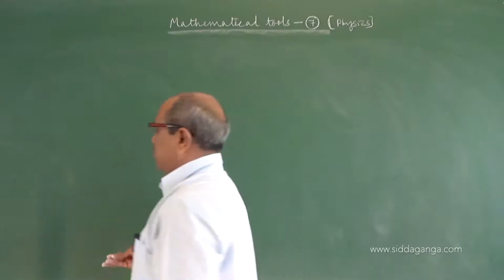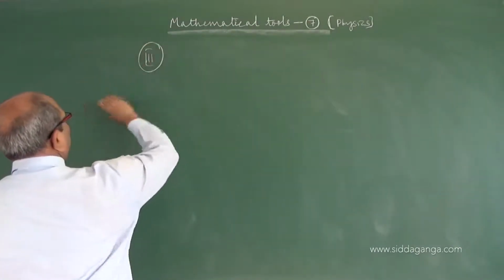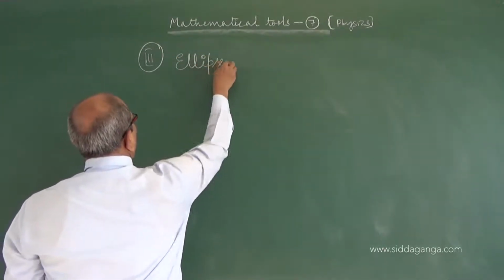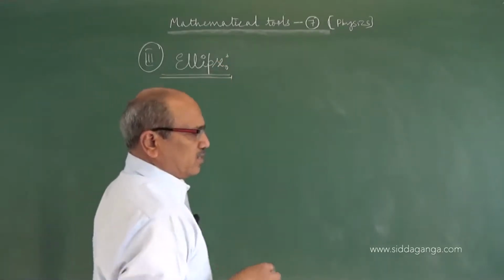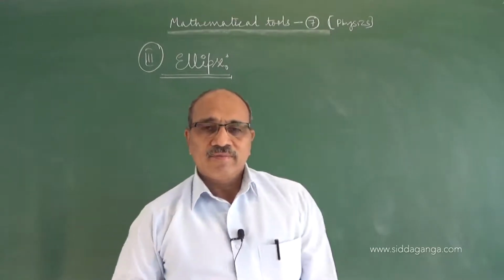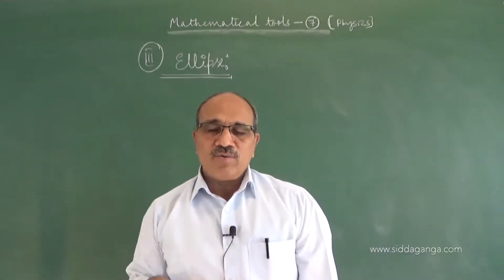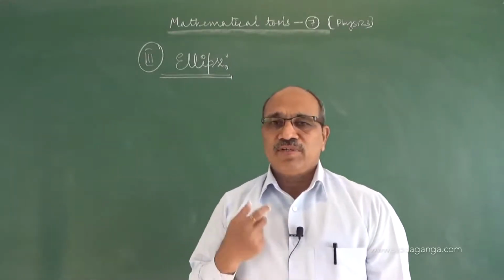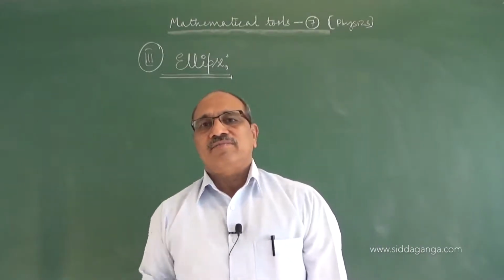Let us go to another important curve. That is nothing but the ellipse. You may have studied in high school, in physics, Kepler's law. You studied that planets are moving round the sun, and the shape of the orbit, the first law of Kepler, suggests is an elliptical path.